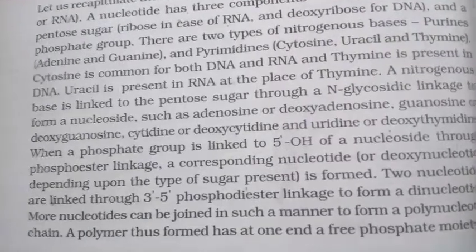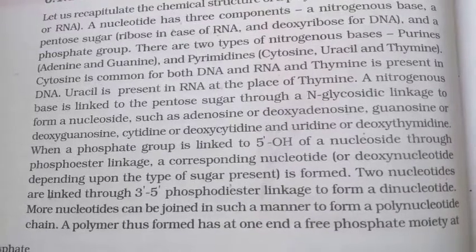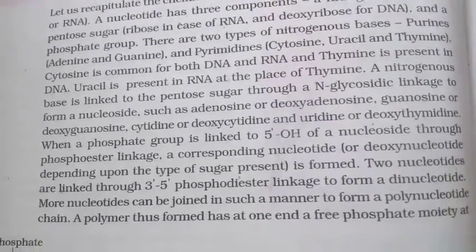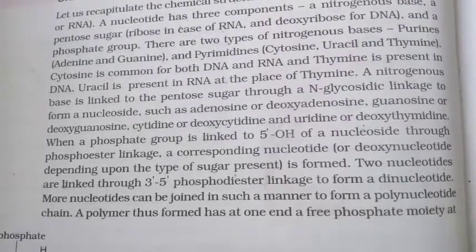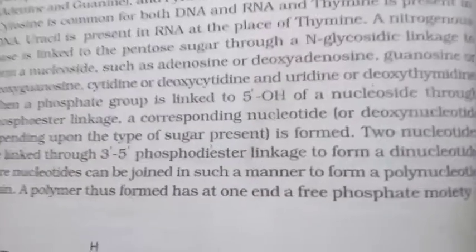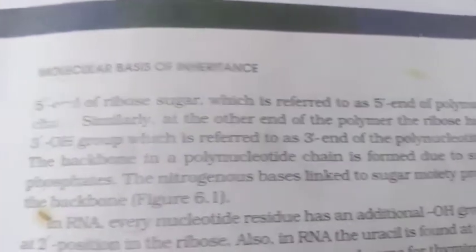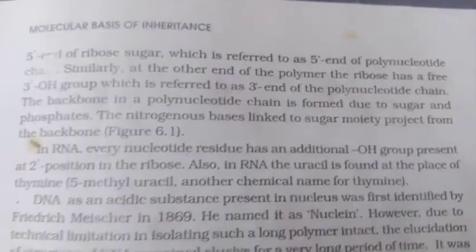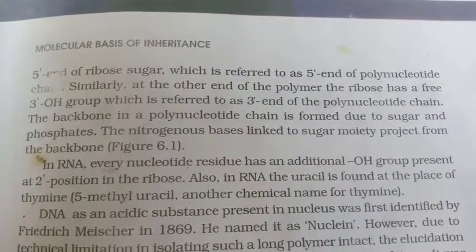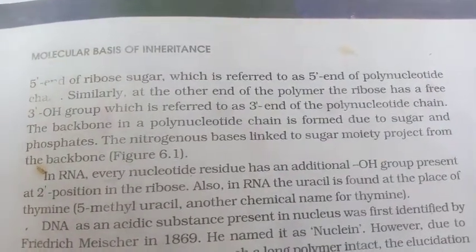Two nucleotides are linked through 3'-5' phosphodiester linkage to form a dinucleotide. More nucleotides can be joined in such a manner to form a polynucleotide chain. The polymer thus formed has at one end a free phosphate moiety at the 5' end of the sugar, which is referred to as the 5' end of the polynucleotide chain. Similarly, at the other end of the polymer, the ribose has a free 3'OH group, which is referred to as the 3' end of the polynucleotide chain.